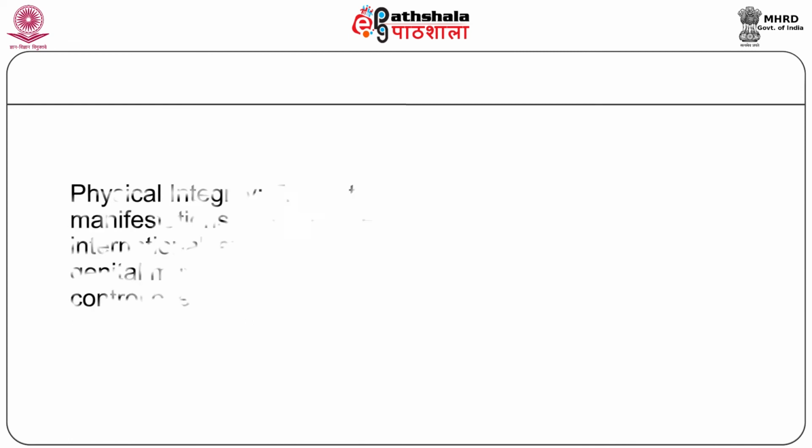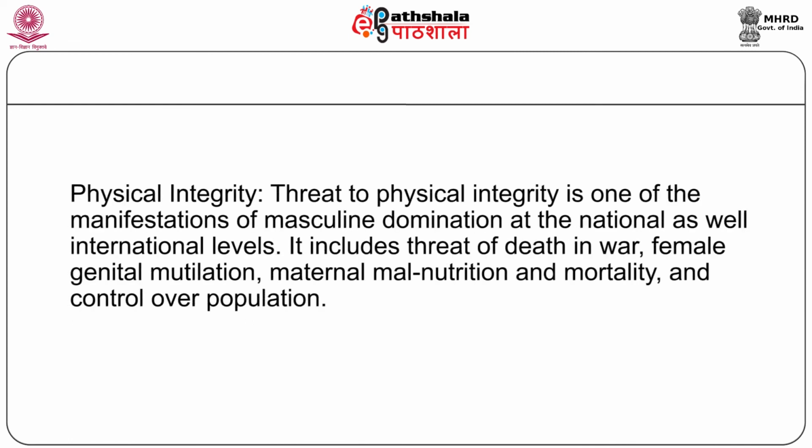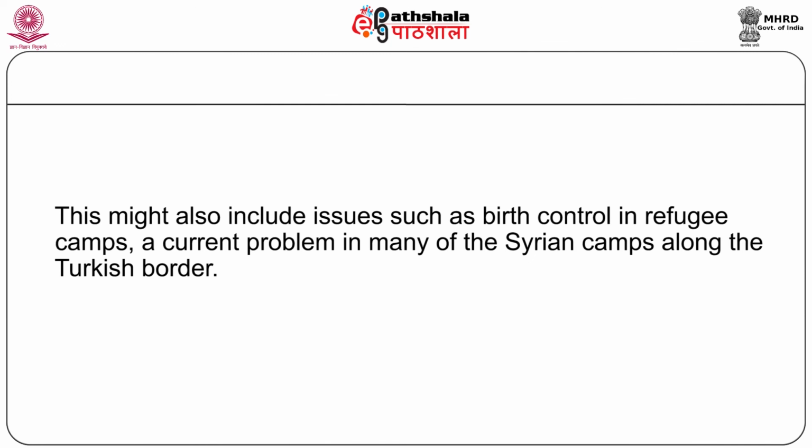Number one, physical integrity. Threat to physical integrity is one of the manifestations of masculine domination at the national as well as the international levels. It includes threat of death in war, female genital mutilation, maternal malnutrition and mortality, and control over population. This might also include issues such as birth control in refugee camps, a current problem in many of the Syrian camps along the Turkish border.